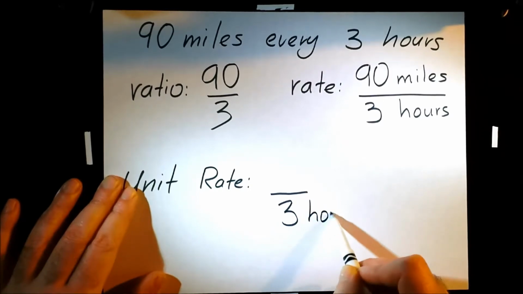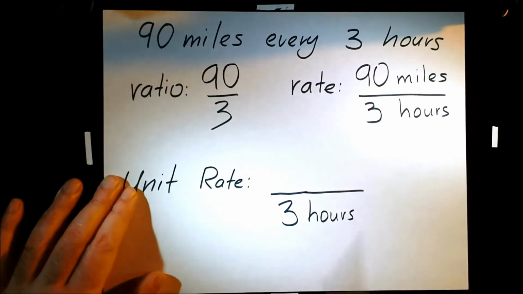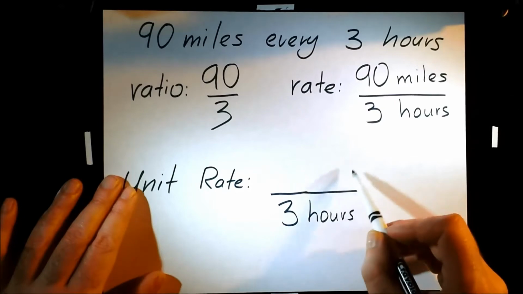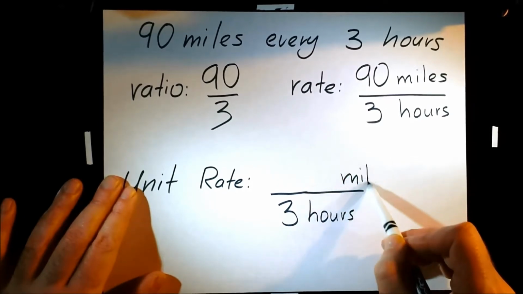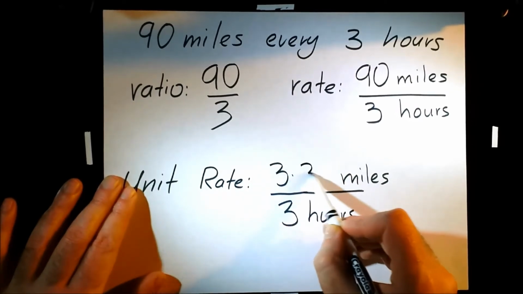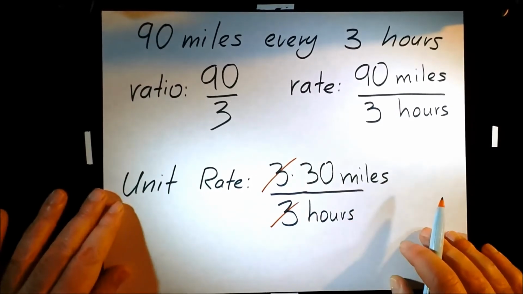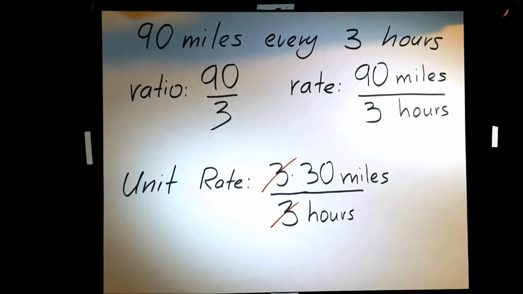And I'm going to write the unit. What can I break the 90 down into so that it contains a 3? Three times 30? Sure. 3 times 30 is definitely 90 and it contains a 3 in there. Can I cancel something out? I can, the 3's. What am I left with? 30 miles on the top and nothing on the bottom. And when there's nothing in a fraction, we write just 1.